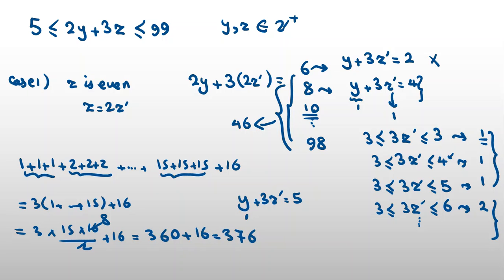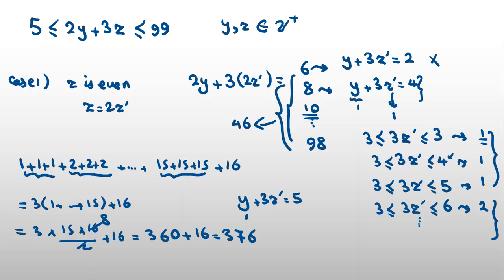Now let's check the case that z is odd. So if I calculate this case, z is odd. So I know that 2y plus 3z is less than or equal to 99 and greater than or equal to 5. So I consider z equal to 2z prime minus 1, where z prime is at least 1. This part is at least 5.